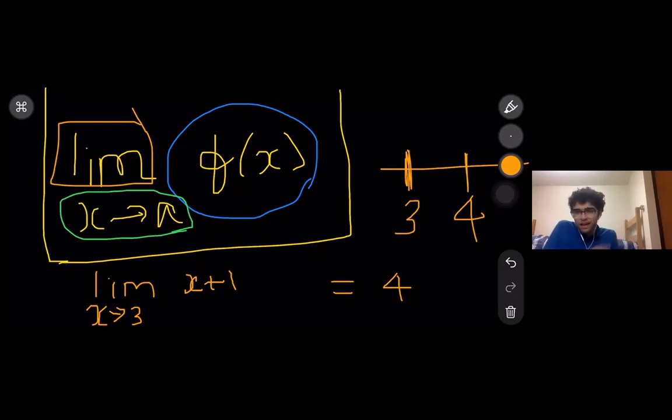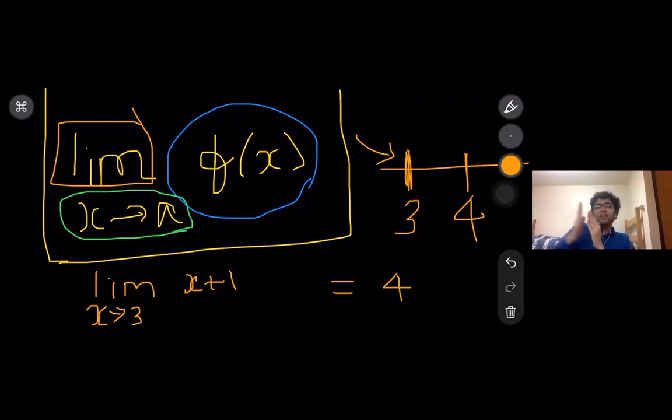Let's say we're approaching 3 from the left side. So let's start at 2.5. 2.5 plus 1 is 3.5. Okay, let's approach 2.7. 2.7 plus 1 is 3.7. We're getting closer and closer to 3, and we're also getting closer and closer to 4. 2.9 plus 1 is 3.9. 2.95 plus 1 is 3.95. 2.955 plus 1 is 3.955. 2.999 plus 1 is 3.999. So it's kind of clear that as we get closer and closer to 3 from the left side, we are approaching 4. But we could do the same thing from the other side. Because if I do 3.4 plus 1, I get 4.4. If I do 3.3 plus 1, I get 4.3. 3.01 plus 1 is 4.01.